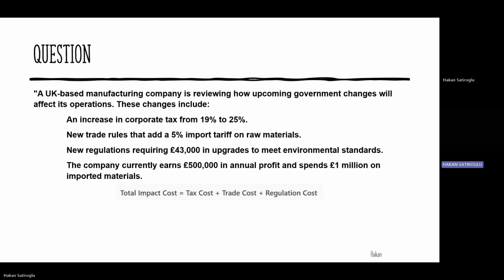A UK-based manufacturing company is reviewing how upcoming government changes will affect operations. These changes include an increase in corporate tax from 19% to 25%. I don't want to read all the questions, you can just stop and answer that question, okay? So I presume you did that one, and the answers are here. Tax cost is about the percentage change, a £30,000 increase on the tax code because it was 19%, now 25%.